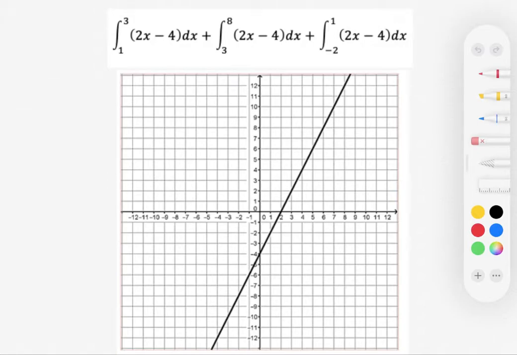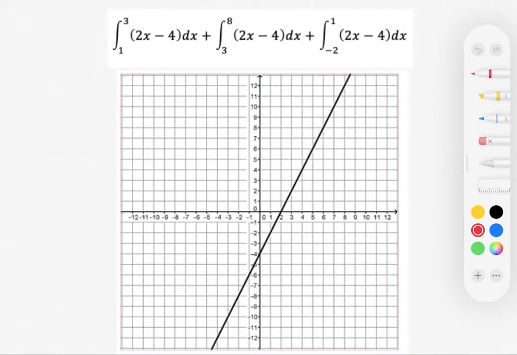And make a quick video on task 7.4. This is going to be talking about different rules of integration. So right now we're looking at question number 5 and 6. They both use this same graph.